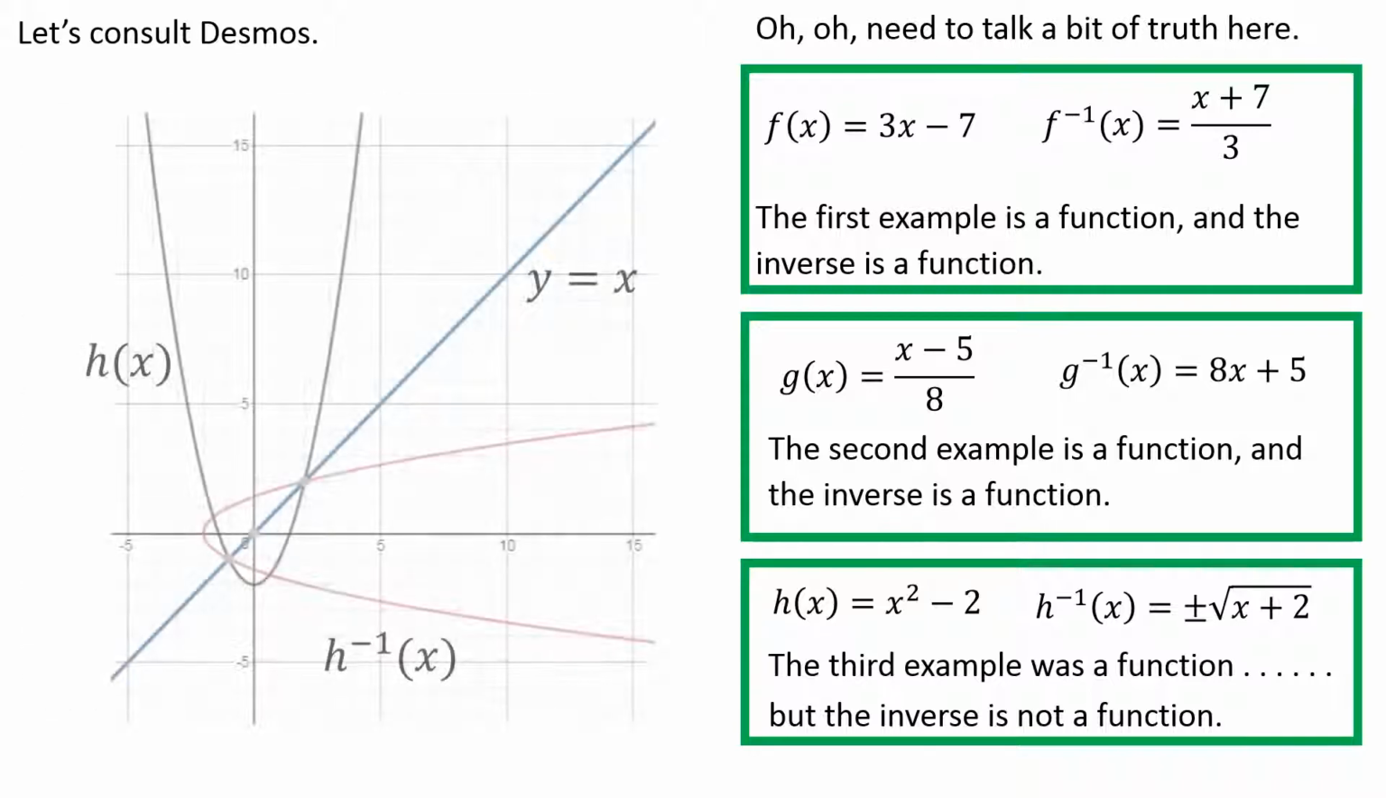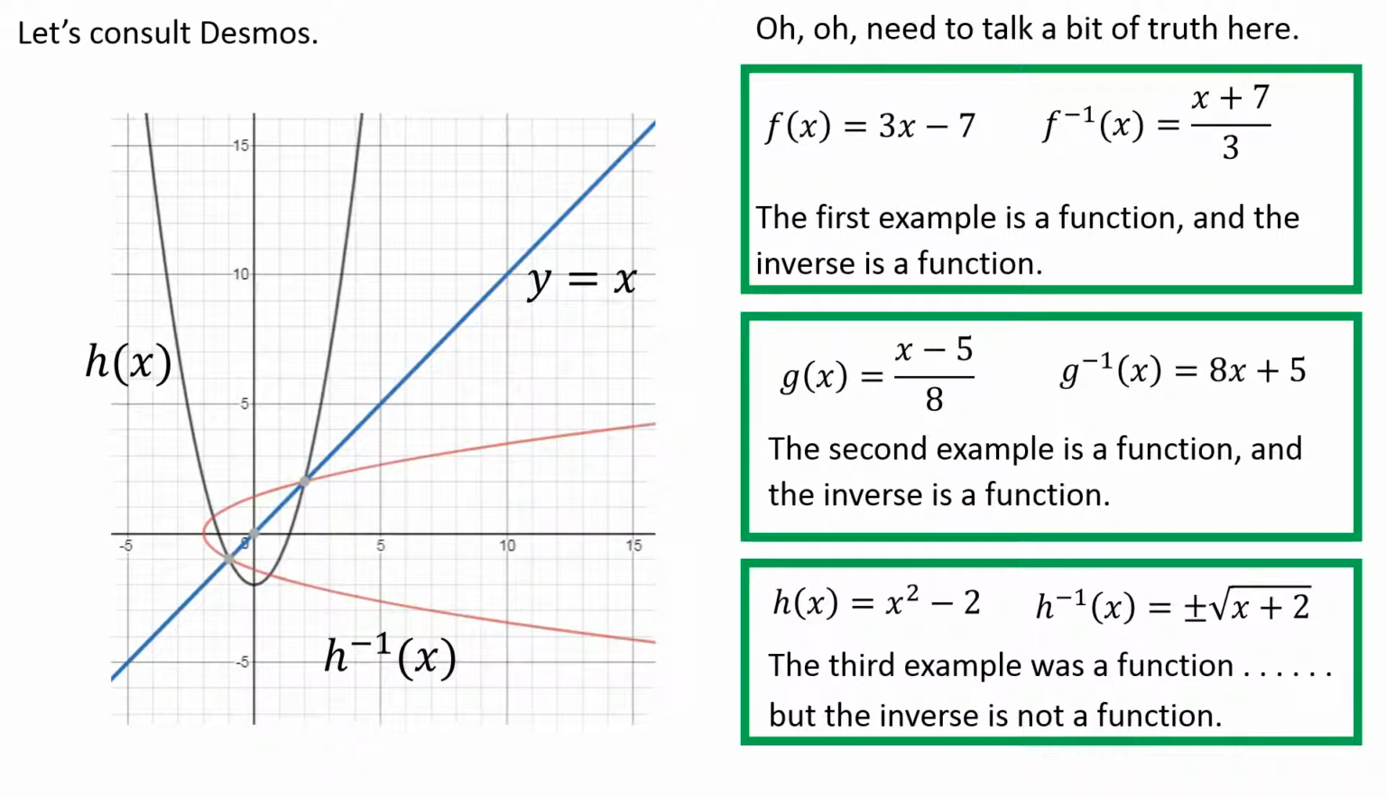Notice when we add that line, y equals x, sure enough, they are mirror images of each other. The line y equals x is the line of reflection for those. And again, any place that h of x and h inverse of x intersect is right on that line y equals x.